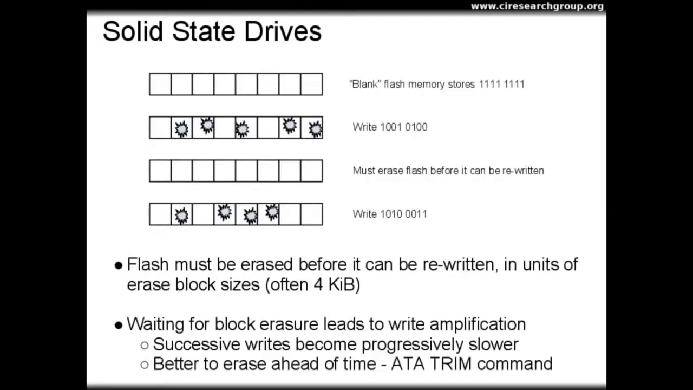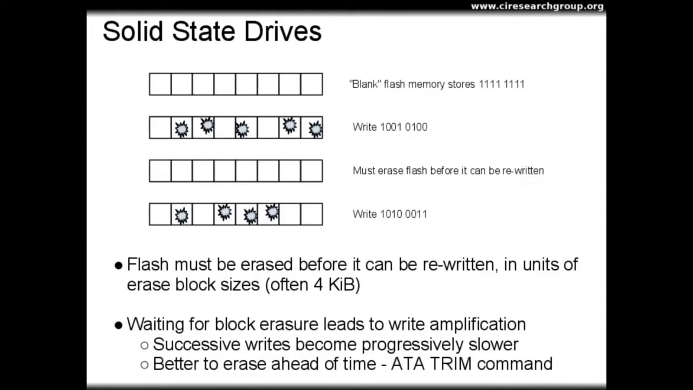In this diagram, we can see how a solid-state drive using flash memory works. Blank flash memory stores the value 11111111. So we have all ones here. If I want to write the value 10010100, I have to pop electrons into the 2nd, 3rd, 5th, 7th, and 8th flash locations, those bit locations. I'm pretending we only have a byte here.